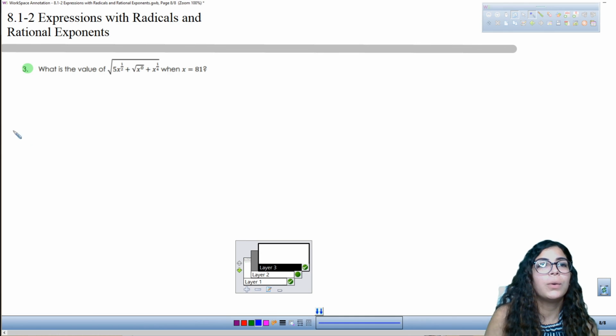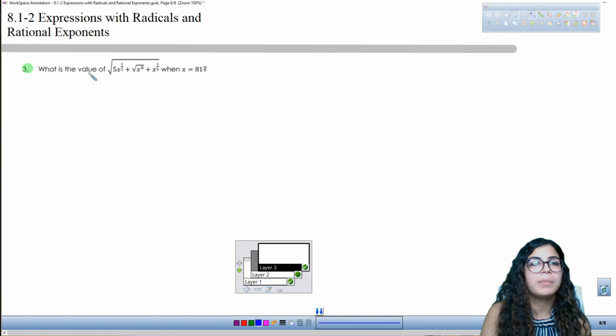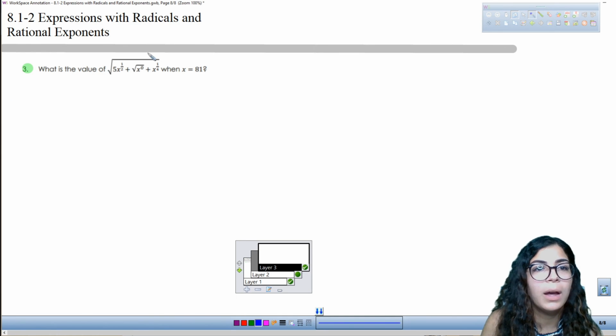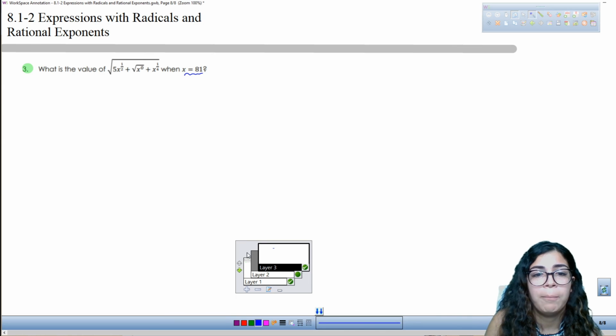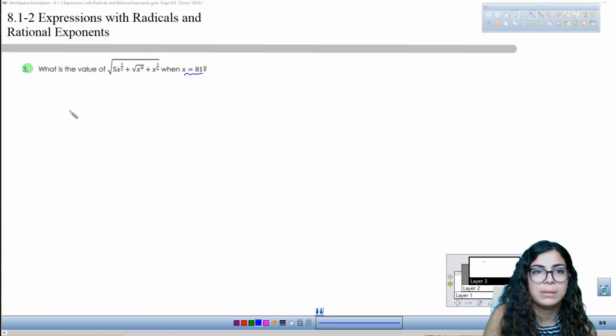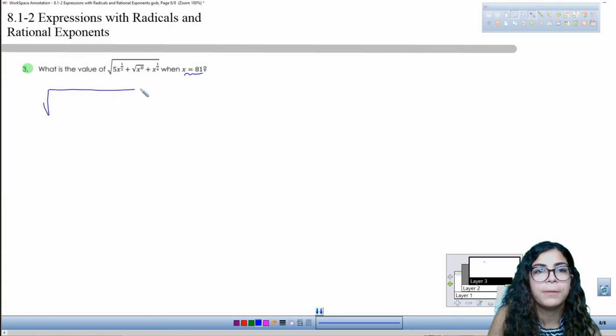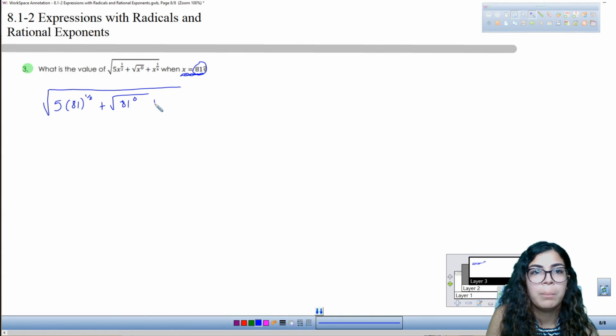Okay, so with number 3, all right, they ask you what is the value of this if x is 81? Now this is actually quite an easy question if you do it step by step, okay? So let's go ahead and first write in what we're going to substitute for x, which is 81. So I have 5 times 81 to the power of 1/2 plus the square root of 81 to the power of 0 plus 81 to the power of 1/4.